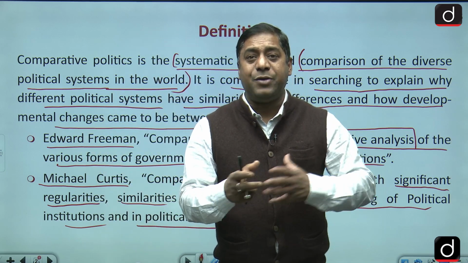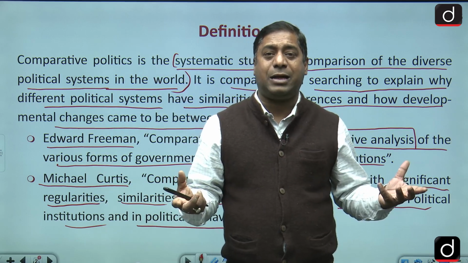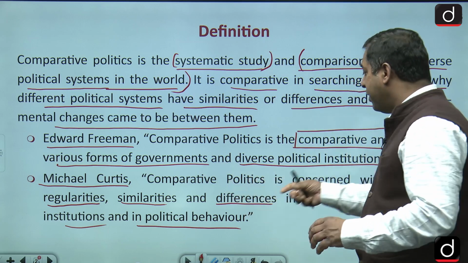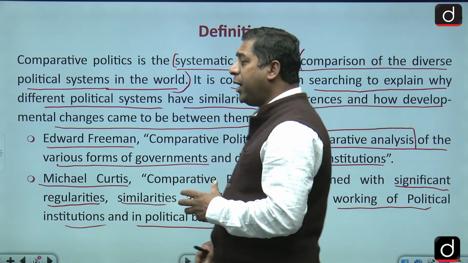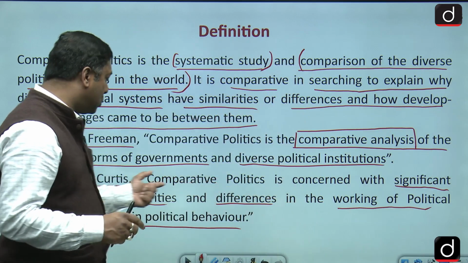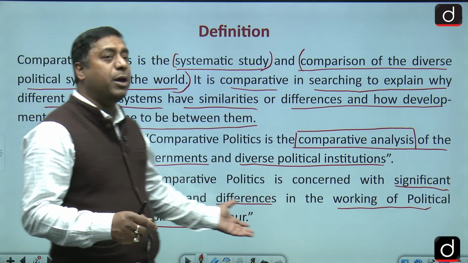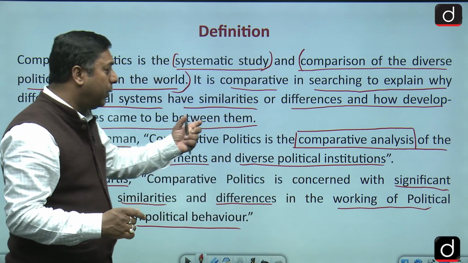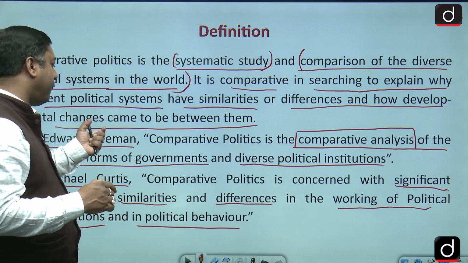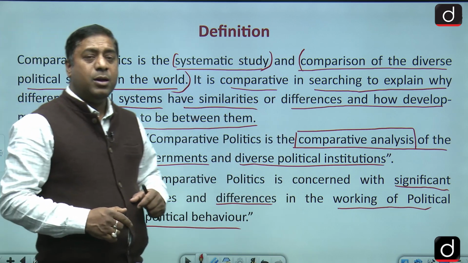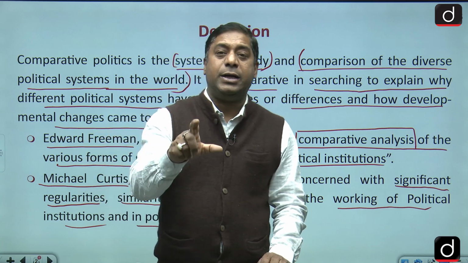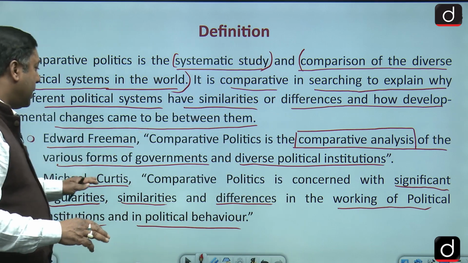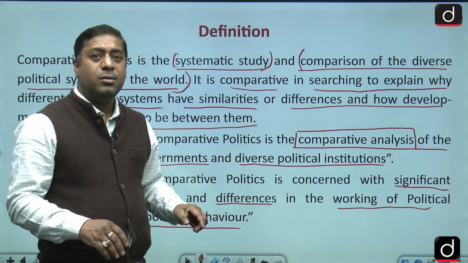That is the regular activities which are taking place, significant regular activities, significant similarities, significant differences in the working of various political institutions and in political behavior. So, what is the similarity between the definition of comparative politics of Freeman and Curtis? They all are talking about political institutions. They all are talking about various forms of government.